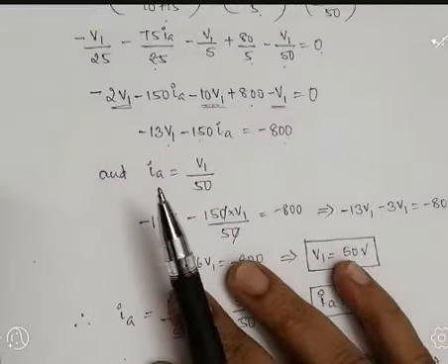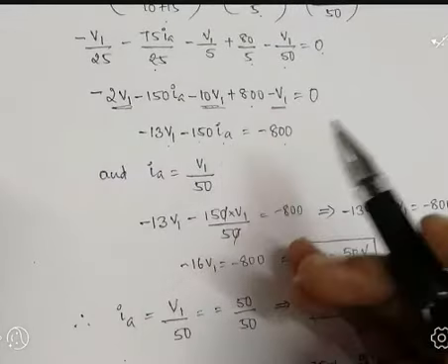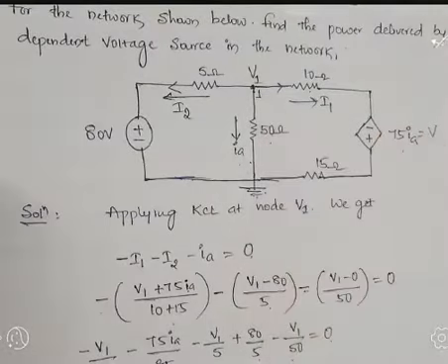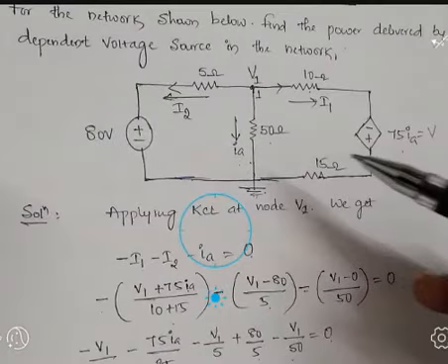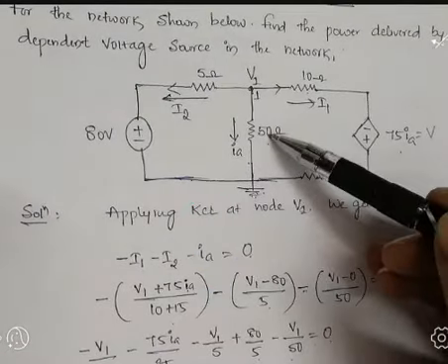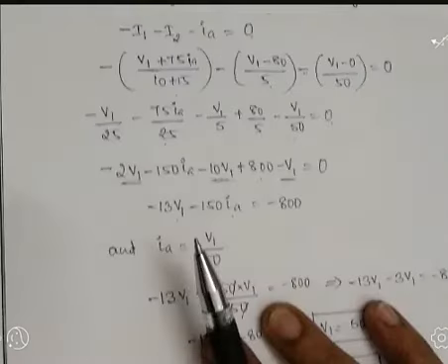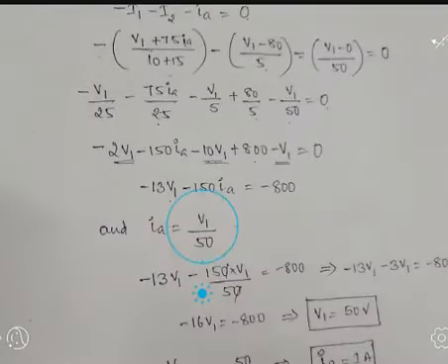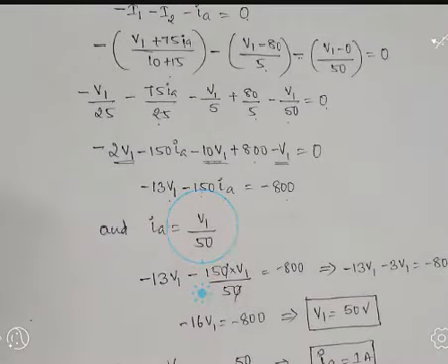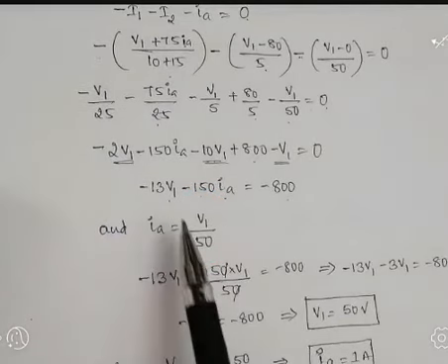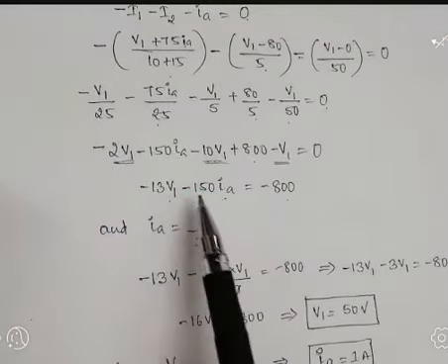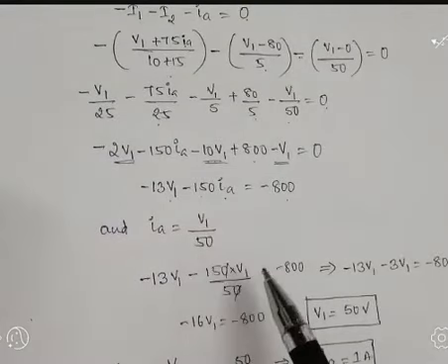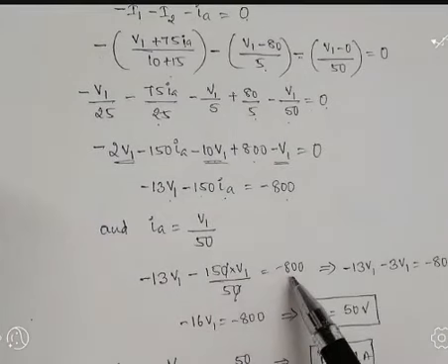For the simplification, we have to substitute the value of I. The current I is flowing through this branch. Hence the value of current I is V1 minus 0 divided by 50, or we can write V1 by 50. Hence IA equal to V1 by 50. Let us substitute the value of current IA in the above equation. We can write minus 13 V1 as it is, minus 150, in place of IA I am going to substitute V1 divided by 50, is equal to minus 800.